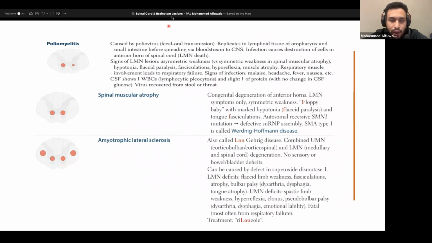No, it's at the level of the lesion only. For example, it will affect multiple segments, like the cervical segments. That's why it only affects the upper part of the body and not the lower part of the body.